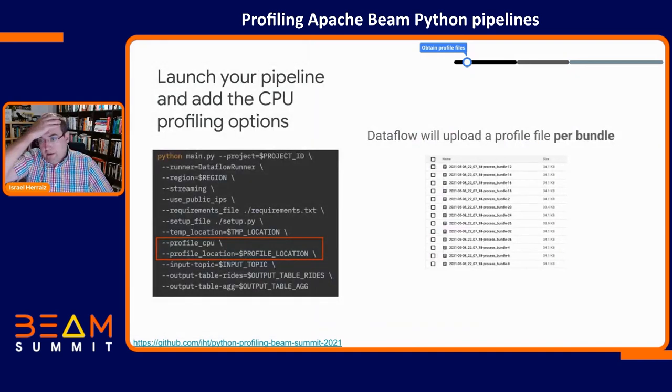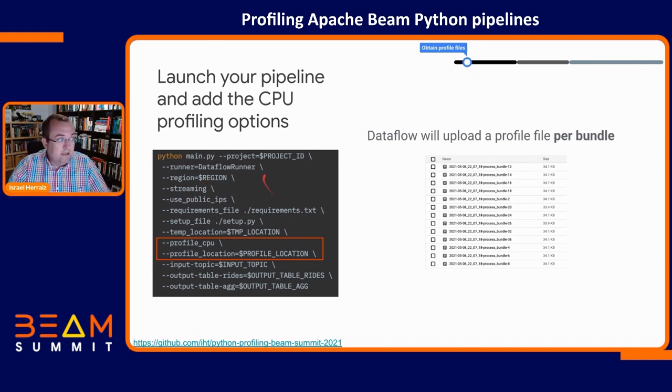So here, for instance, we are running some pipeline. This is the same script that you have in the repository. And in this case, I'm running in Dataflow, but you could be running in other runners too. The profiler is the standard Python profiler. There's a profiling module in the Python standard library, and that's the one that is used by Apache Beam to provide the profiling information in Python.